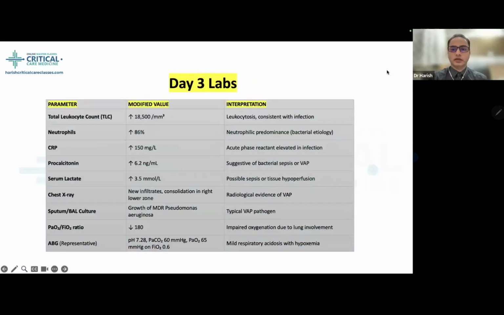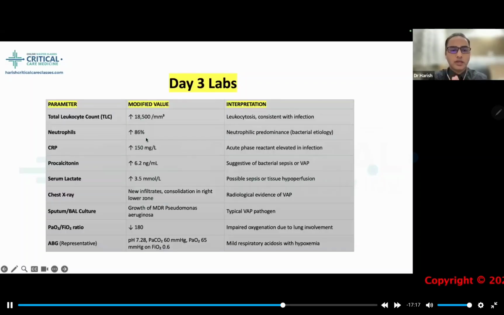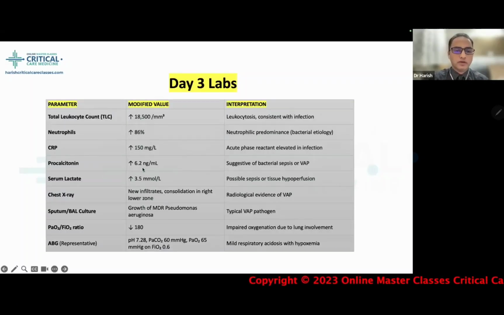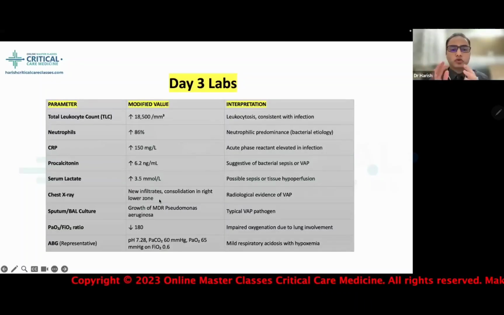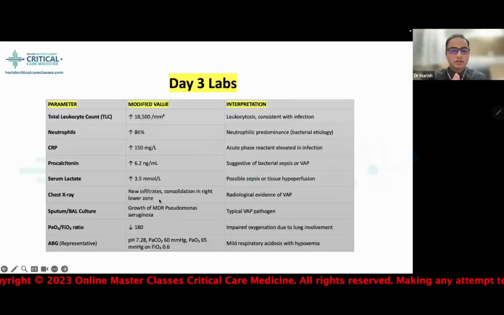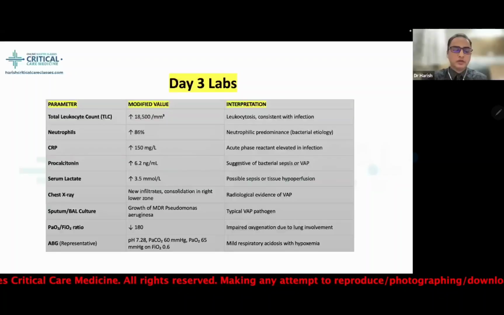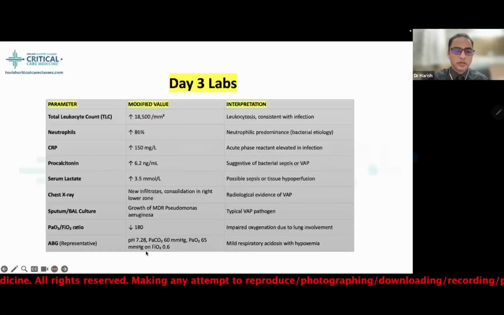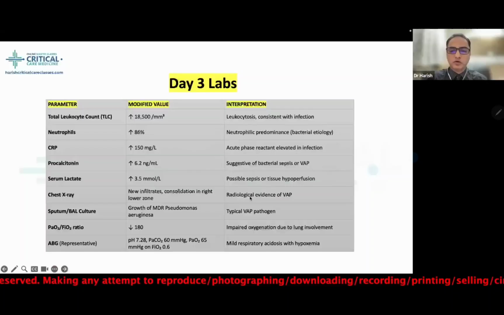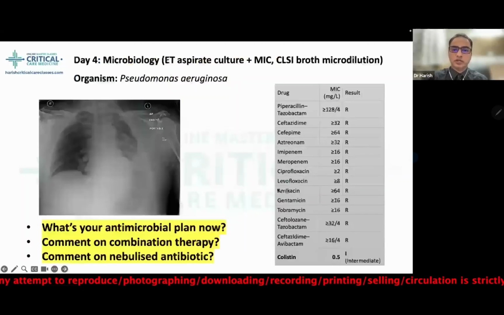Okay, so day 3, see the labs here. There is an increase in WBC count, neutrophil count is 86%, CRP is increasing, we got a procalcitonin of 6.2, serum lactate is increasing at 3.5, and the X-ray shows new infiltrates, so consolidation. Sputum culture has been sent. The PF ratio is dropping, so there is respiratory acidosis with hypoxia also. This is what we got in the culture sensitivity report.